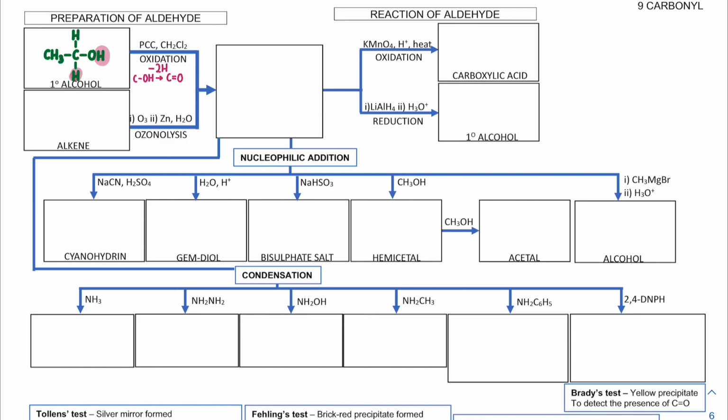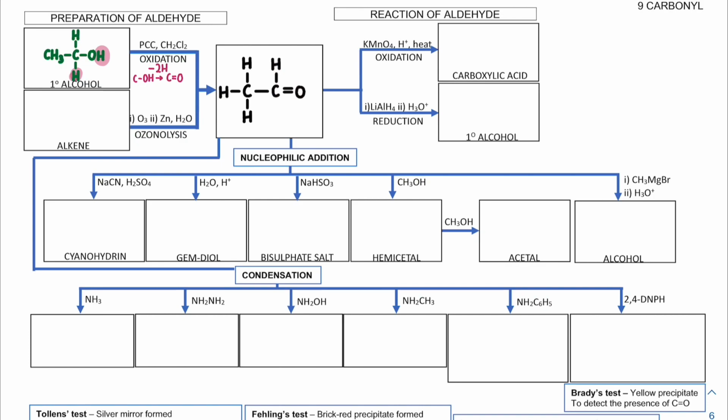Okay, so what will be my product? I'm just going to write down this part again. This time around, I'm going to expand the CH3 to become this one. So what happened here? The COH will become C double bond O. So this is our aldehyde, where the C double bond O is bonded to the hydrogen. Okay, so that's the first one.